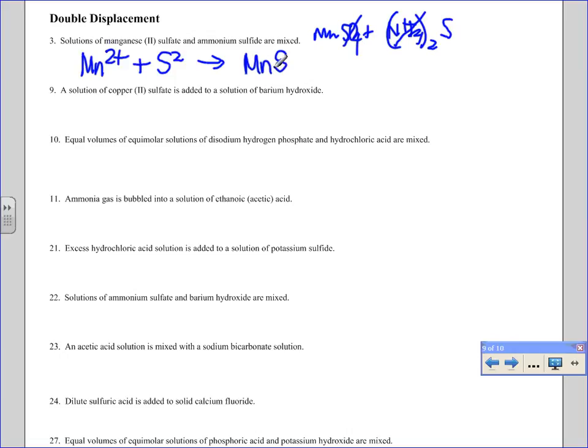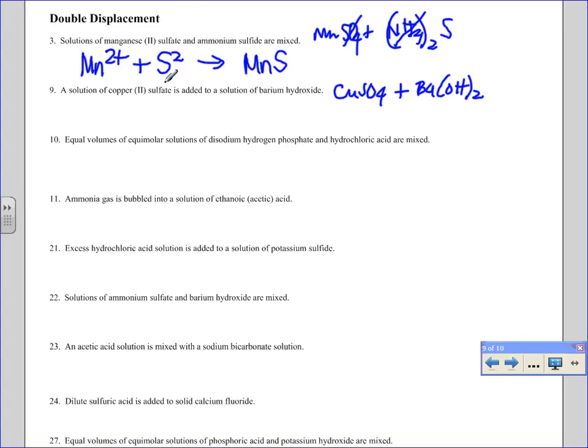Okay, with this next one, we've got copper 2 sulfate and barium hydroxide, so CuSO4 plus barium hydroxide. When we look at the double displacement, we're going to be looking at copper hydroxide and barium sulfate, both of which, based on the solubility rules, are precipitates. So our products are actually both going to be solids, but the reactants are actually solutions.